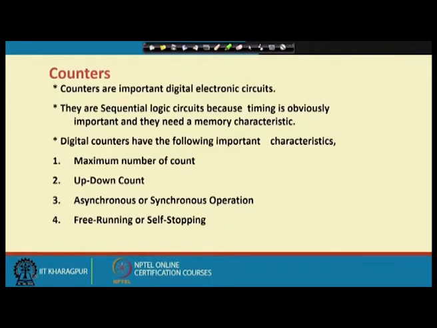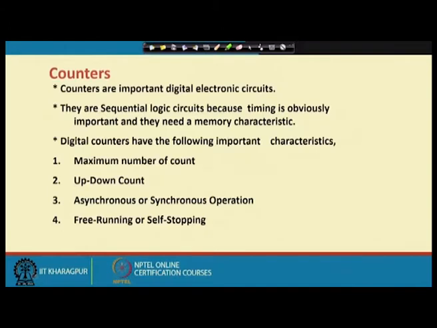The counter may be an up counter or a down counter. We can start from some initial value, and the counter may be instructed to increase its value by 1 after each event occurrence, or we may start with some initial value and, with the occurrence of an event, start down counting. So, this up down counting may be there. The counters may be designed in both asynchronous and synchronous fashion, and we may have a free running counter or a self stopping counter.